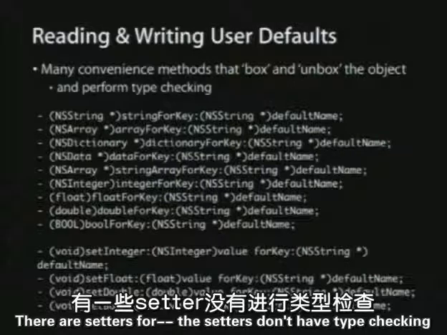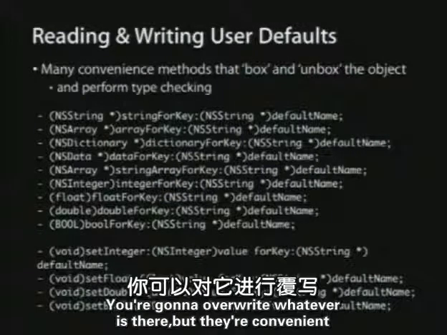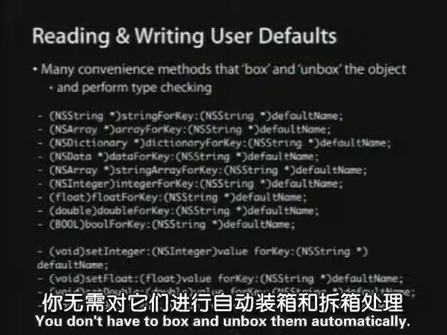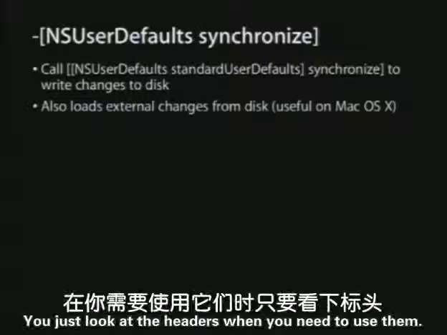There's setters too, but the setters don't have type checking because you're setting it. You're going to overwrite whatever's there, but they're convenient for the NSNumber types. You don't have to box and unbox them automatically. These are all in the docs, of course. So just look at the headers when you need to use them.